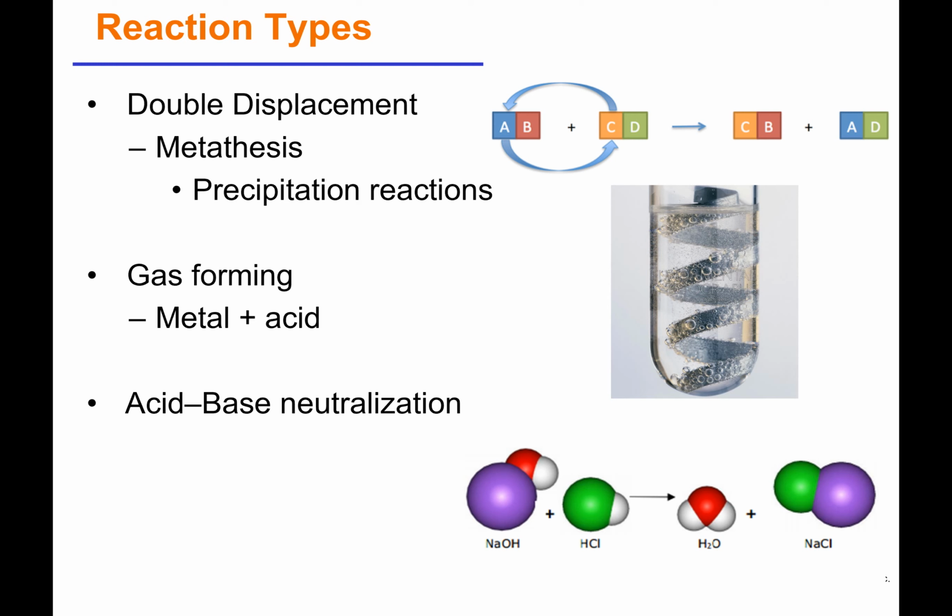The next one is gas forming reaction. So this is often seen with metals and acids. So here we have something like either magnesium or zinc put into an acid solution, and you see there's lots of little bubbles forming. Okay? In other words, that's where it gets the name gas forming.